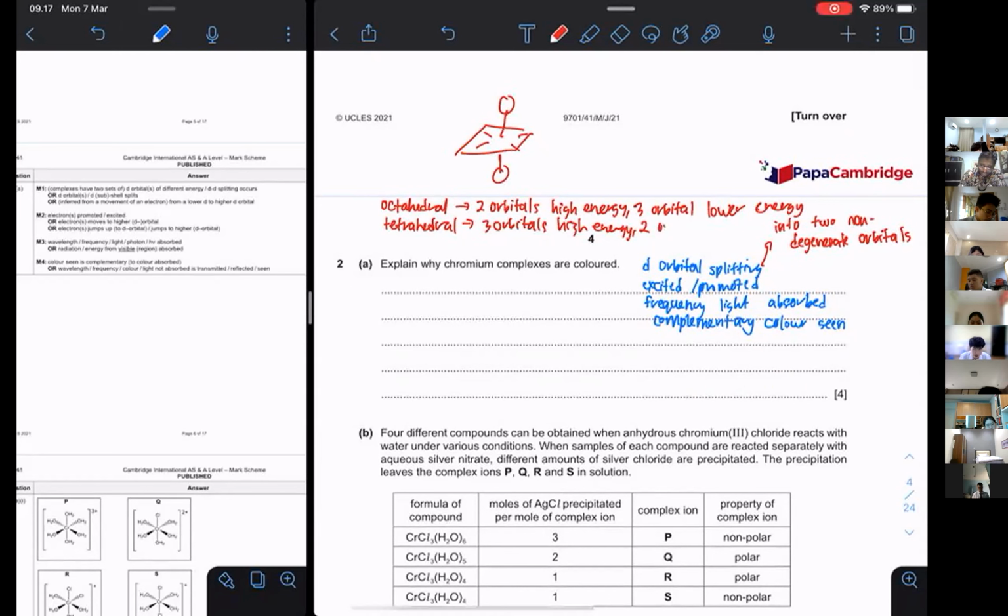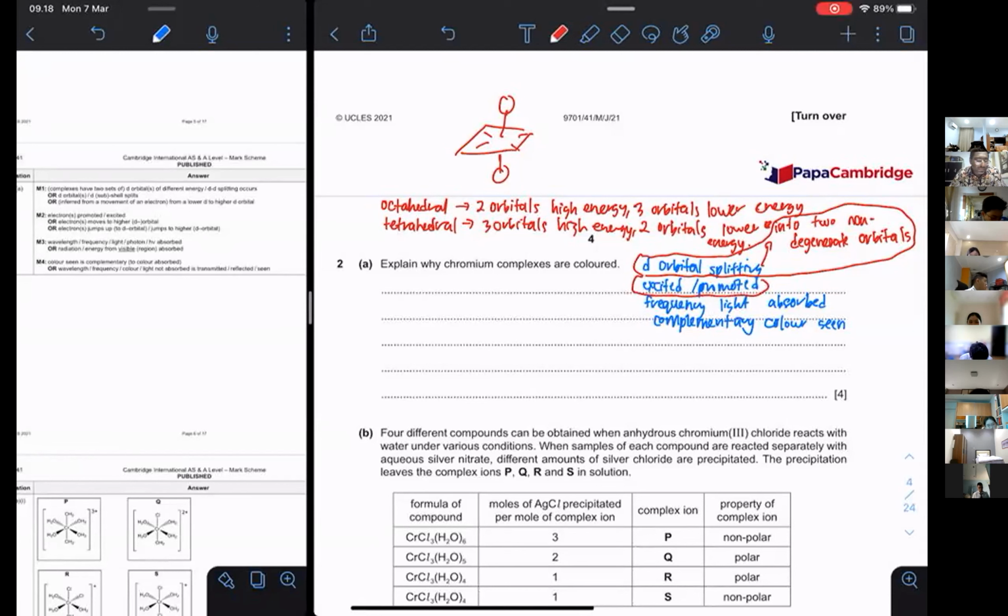So these two orbitals are at lower energy level, so you can include that. In the end, for this particular question, I will include this one only. And then I will say the electrons will get excited and promoted. Frequency of light is absorbed. And then complementary color is seen.